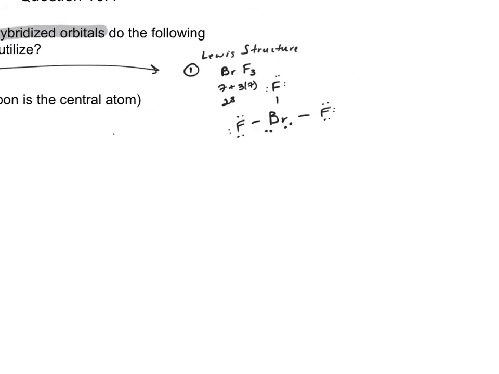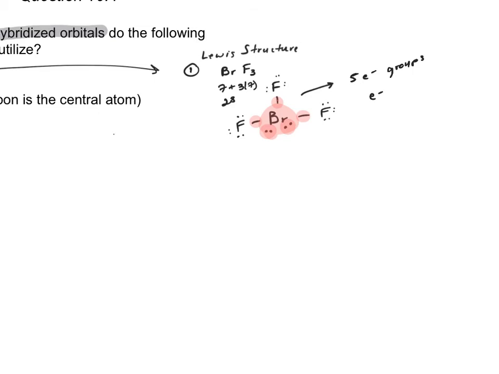Okay, so with that, I can now predict for the central atom, bromine, what the number of electron groups is. Again, I've got a bond, a bond, a bond, so those are 3 electron groups. Then I have 1 lone pair, 2 lone pairs. So overall total, that is 5 electron groups. If I wanted to talk about the molecular geometry, we'd do something different, but I don't care about that. All I care about is electron groups here.